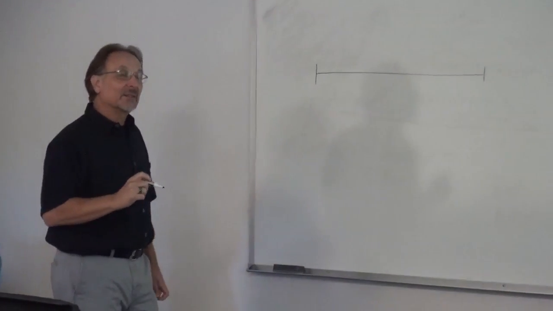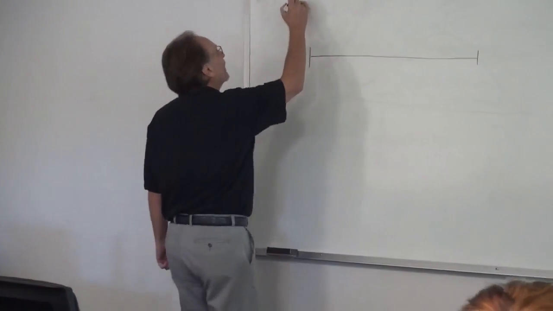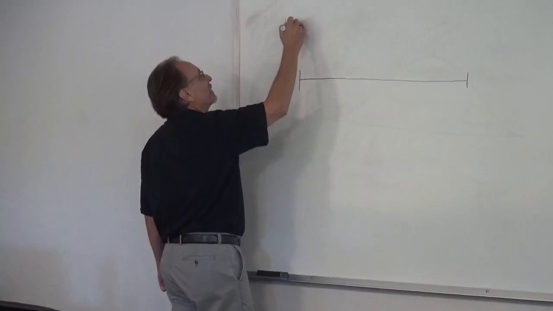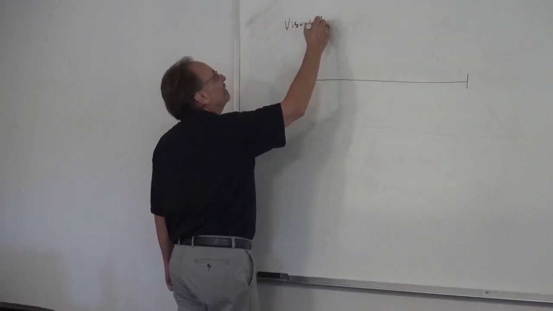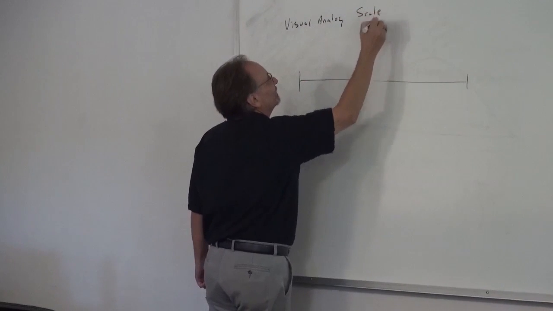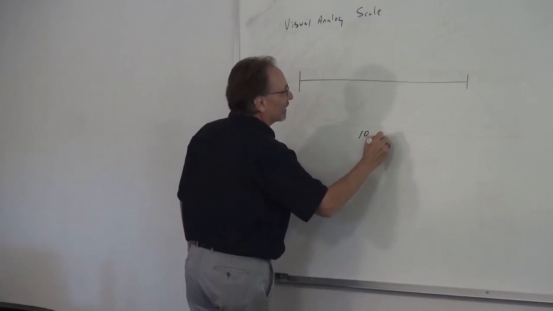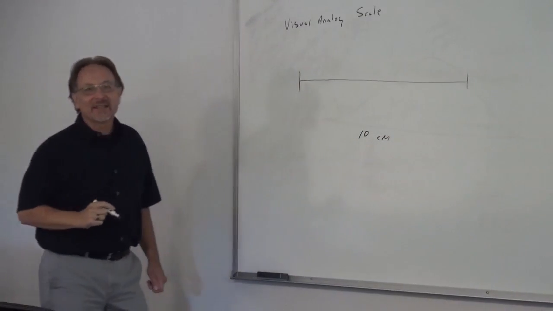By converting it to ratio data. Remember, I talked in human factors about the visual analog scale. Okay, well, there's a visual analog scale. It's 10 centimeters. This is too long, but the standard visual analog scale is 10 centimeters.